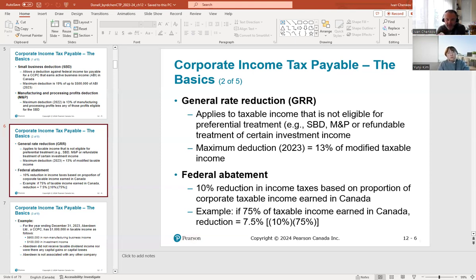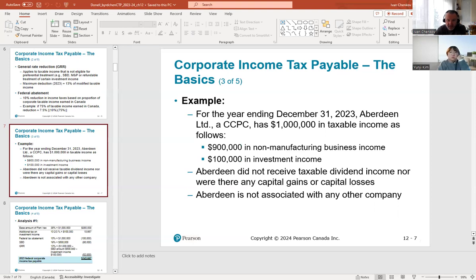And then you have the federal abatement, which is a 10% reduction on the income, based on the proportion of the corporate taxable income earned in Canada. Now we have to check what income you earn in Canada. An example would be if 75% of the income is earned in Canada, the reduction will be 7.5% because 10% will apply only to 75% of the income. That's how they come up with that 7.5%. Let's do the example here.